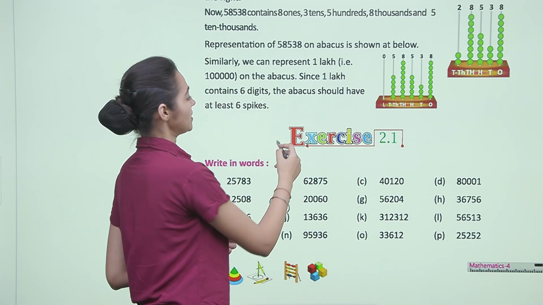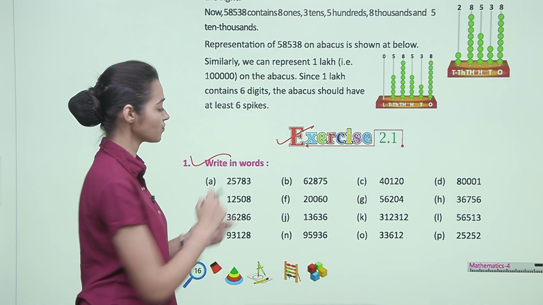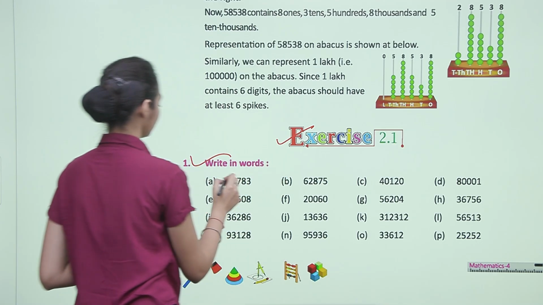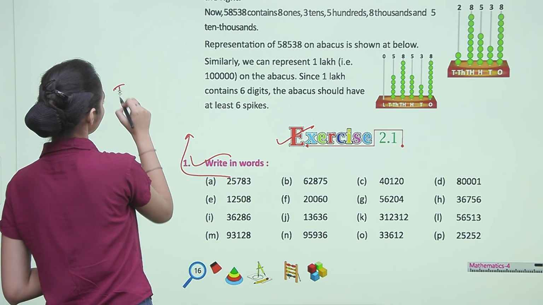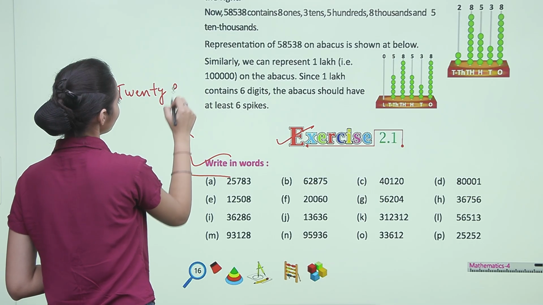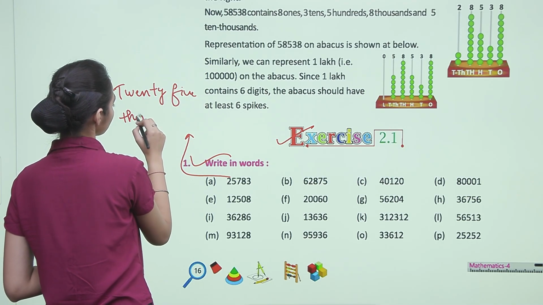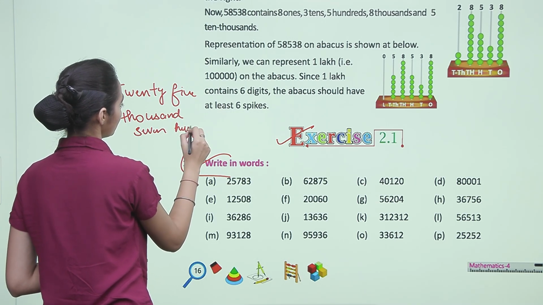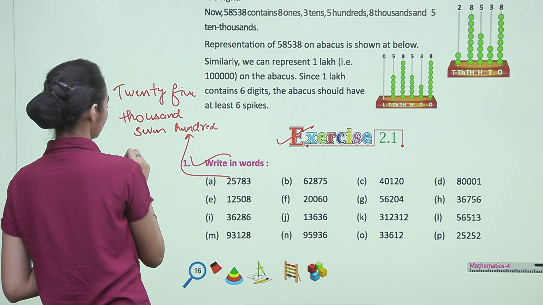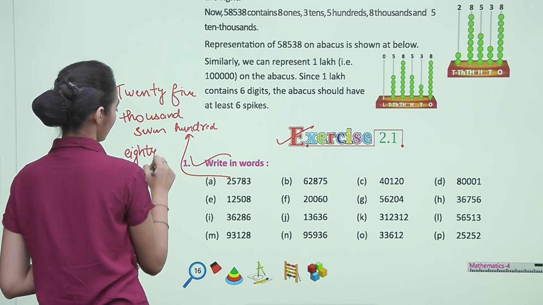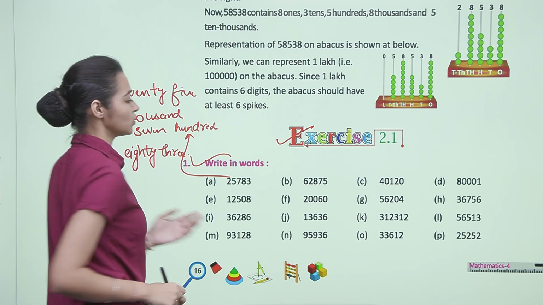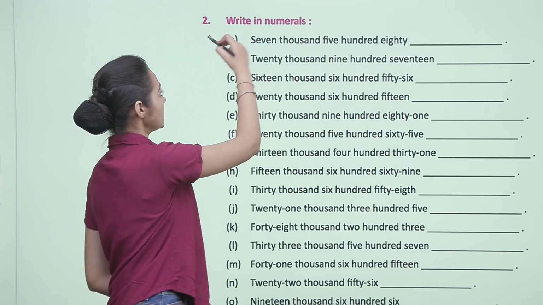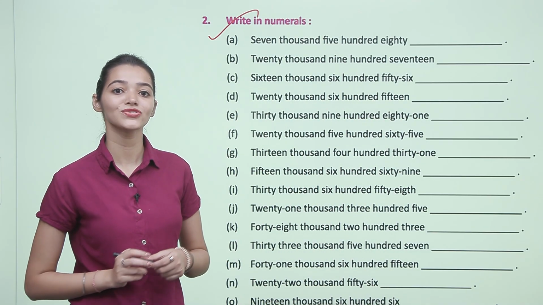Now let's start with exercise 2.1. In the first part we have to write these numbers in words. So the first one will become 25,783. That's how you can complete the remaining parts. In the next one, we have to write it in numerals: 7,580.